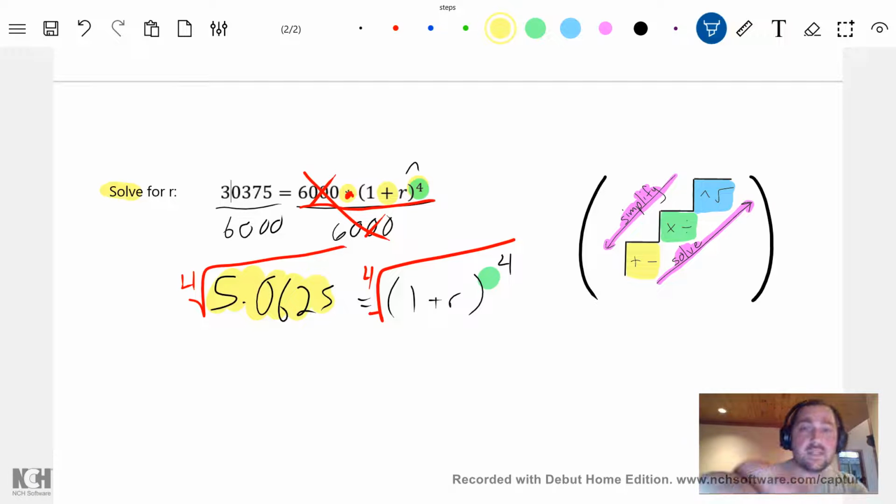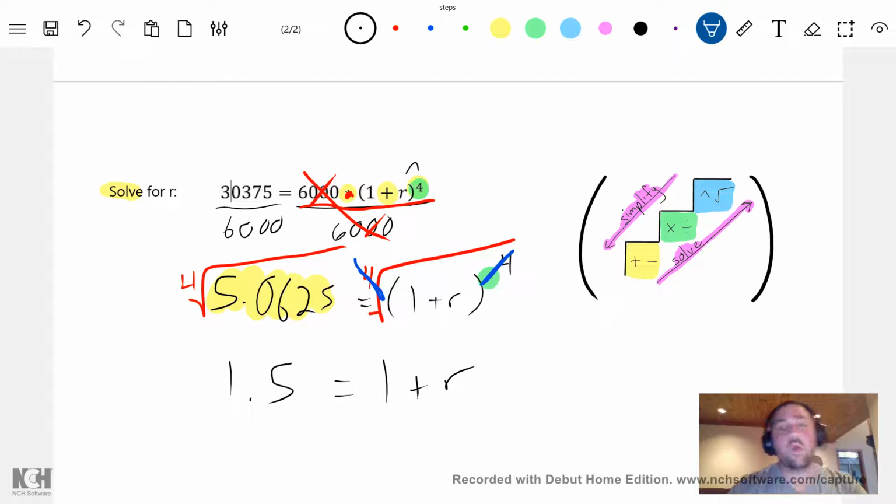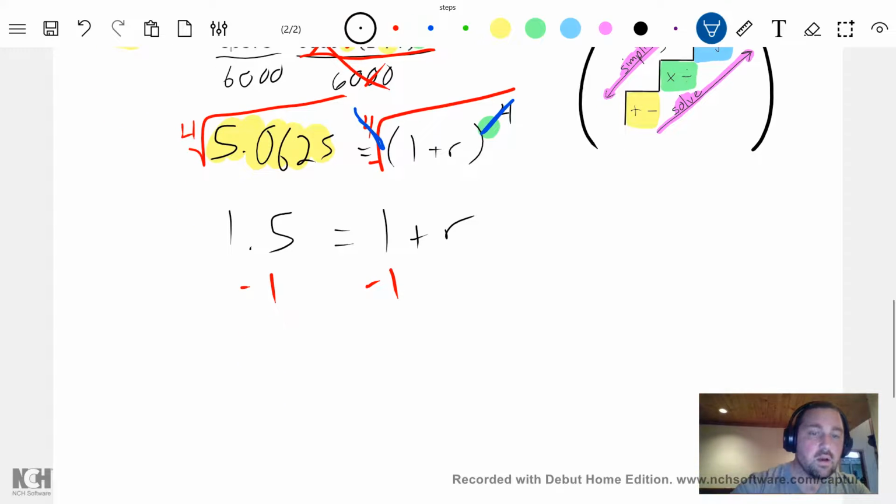So what that means is that the fourth root and fourth power cancel out, and we end up with 1.5 is equal to 1 plus r. Well, this is now relatively easy. We have to cancel out adding 1, so we subtract 1 from both sides. That gives us 0.5 is equal to r, which is our answer.